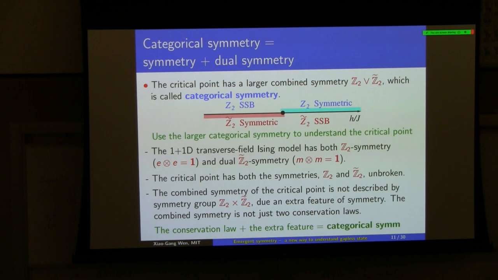Then at the critical point, we have two conservation laws. It looks like the overall symmetry, the total symmetry, is just Z2 cross Z2. We have two independent conservation laws, Z2 cross Z2. But actually, the symmetry has extra features. So this extra feature says that these two symmetries are not that independent. There's some twist between the two symmetries. So to really describe this symmetry and dual symmetry together, we also need to capture these extra features. Therefore, the categorical symmetry is not just a combination of two conservation laws. It also captures this extra feature of symmetry. This whole thing together corresponds to this notion of a categorical symmetry.